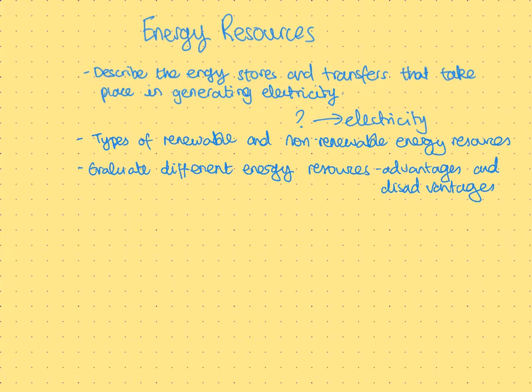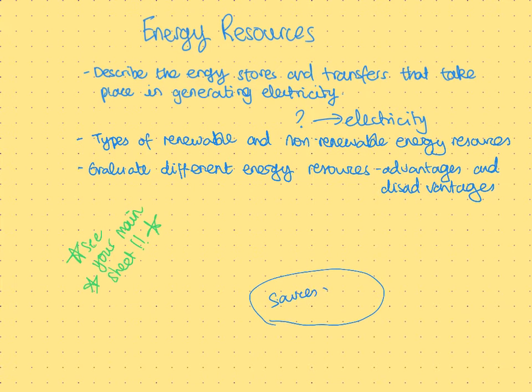For your first task today, what you're going to do is visit the website which is linked and create a mind map which shows the different sources of energy, dividing them into renewable and non-renewable, and then linking each one to what form of energy it uses to transfer into electricity.